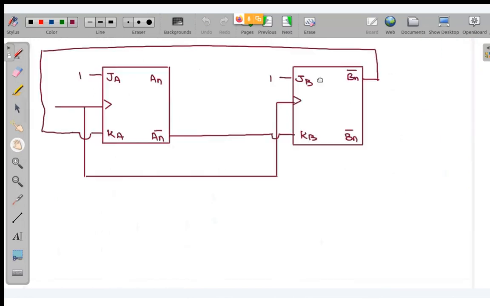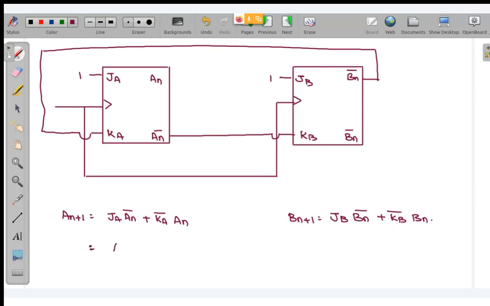Next state equation. So next state equation is very simple. AN plus 1 is equal to JA AN complement plus KA complement AN, and BN plus 1 is equal to JB BN complement plus KB complement BN. So you have JA, you have KA, you have JB, KB. So you can get the next state equation also.